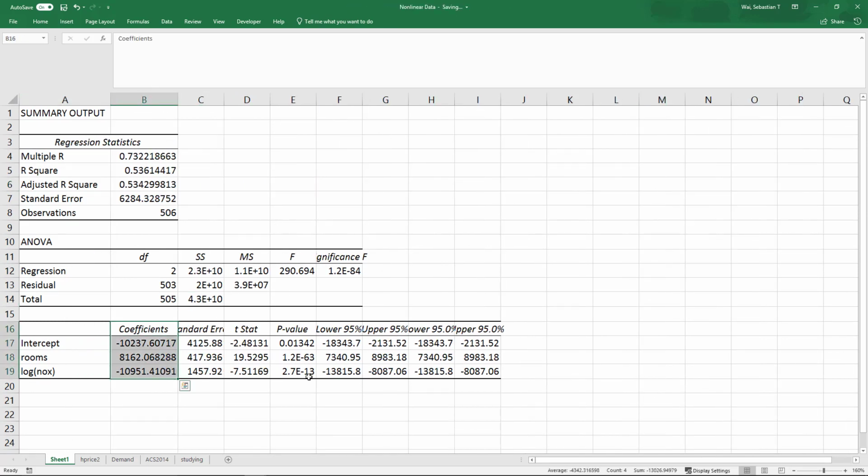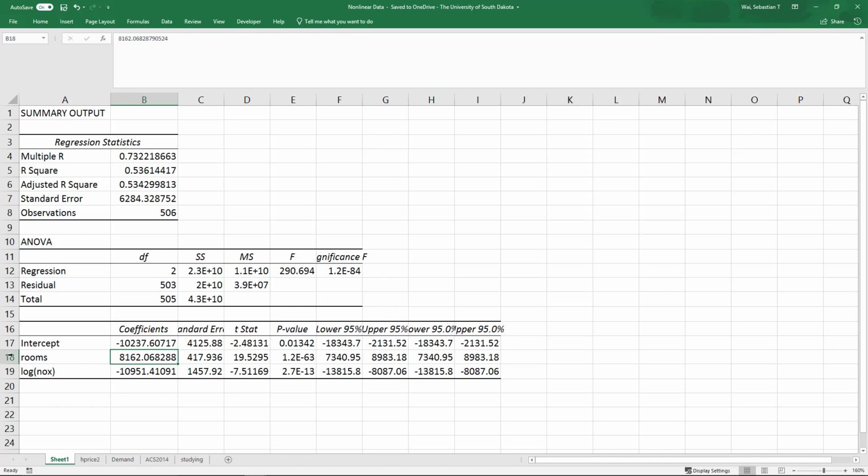We're going to look at the coefficients column here. Remember that our dependent variable here is just price, not the log of price. So price is going to be in levels. And here, rooms is also in levels, not logged. So the interpretation for this coefficient right here is going to be for every increase of one room, the price of houses is going to go up by $8,162. This is the same interpretation that we've had in our basic regressions up to this point.